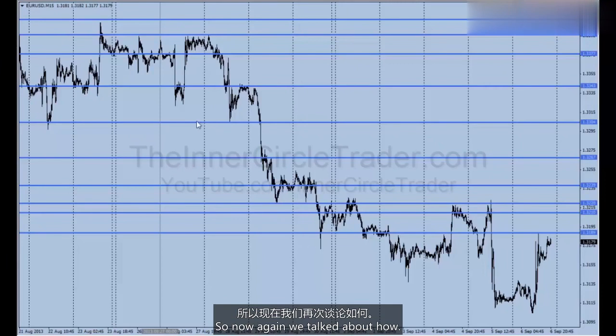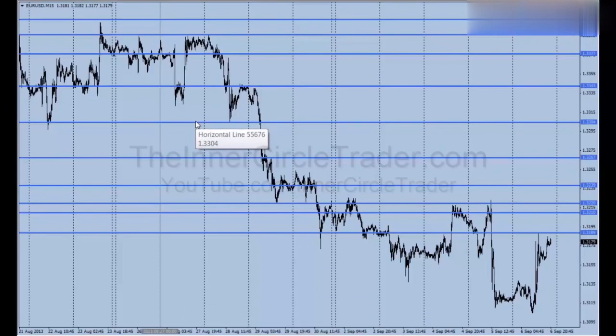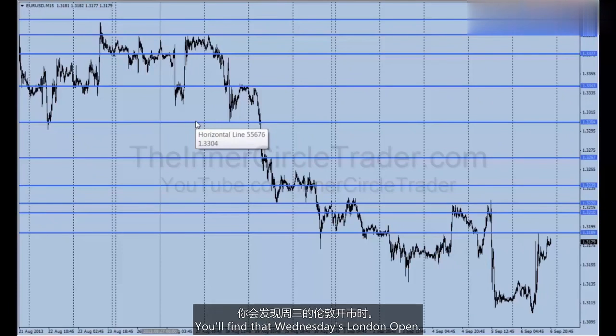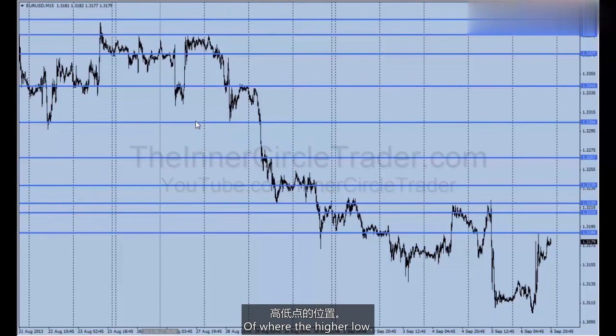Again, we talked about in the previous episode that the market tends to make its high or low in the first few days of the week, generally by Tuesday's London Open, and at the very latest, many times you'll find that Wednesday's London Open is like the last cusp of where the high or low, if it's a down week, the high would be formed. But generally between Monday and Tuesday, you see it forming the high or low.